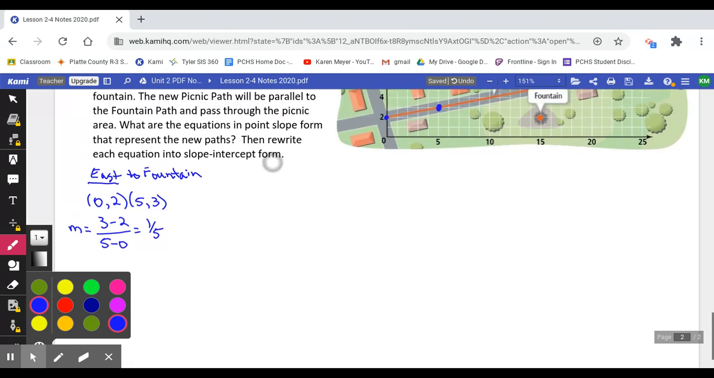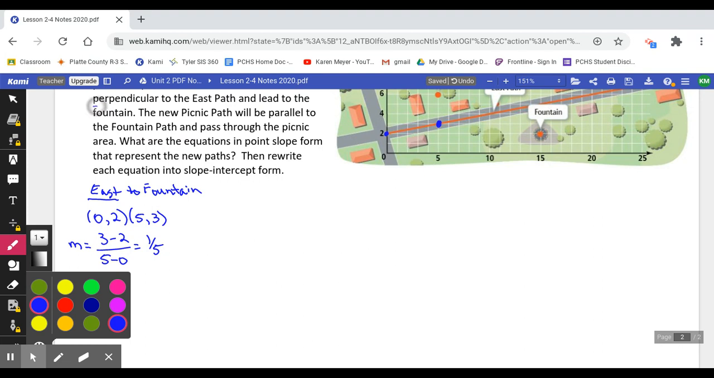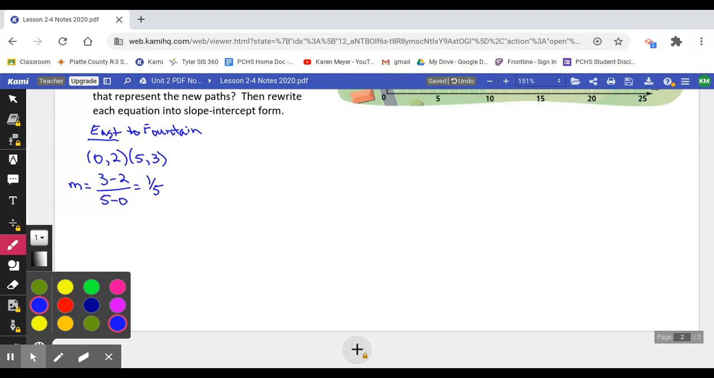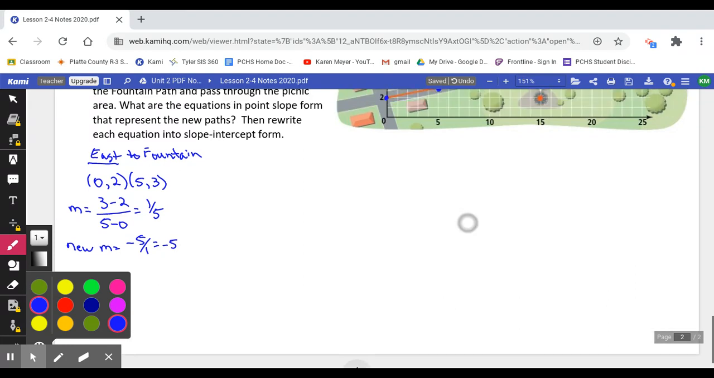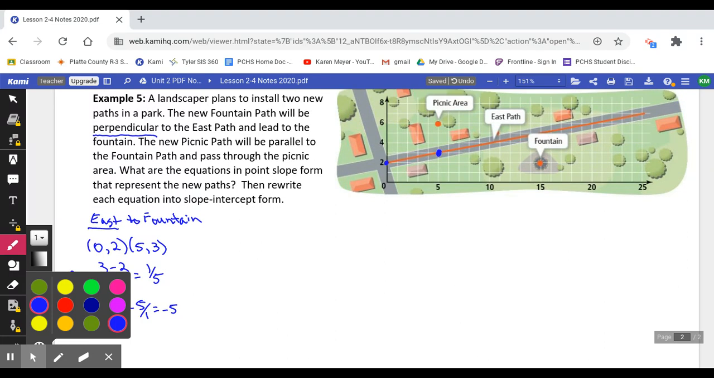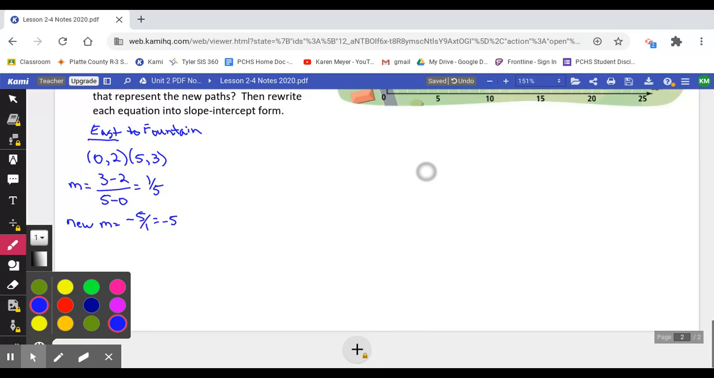Now on this one, are we doing parallel or perpendicular? If you go back, you'll notice east to the fountain is perpendicular. So if my old slope is positive, my new one is negative, and then flip your fraction, and it becomes negative 5/1, which is just negative 5. Now go back to the graph. What is the ordered pair for the fountain? To me, it looks like the fountain is 15, 2.